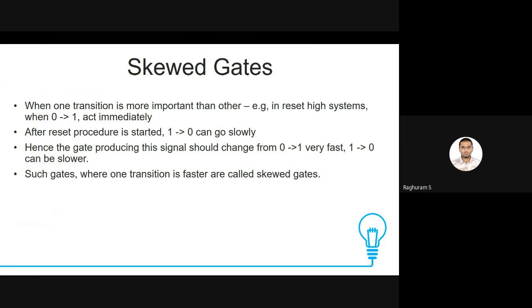Similarly, in some other system, suppose the 1 to 0 transition is very important. In that case, we can design the gate to be a low skew gate. That is, we can design the gate to favor the low transition. And how do we do this?